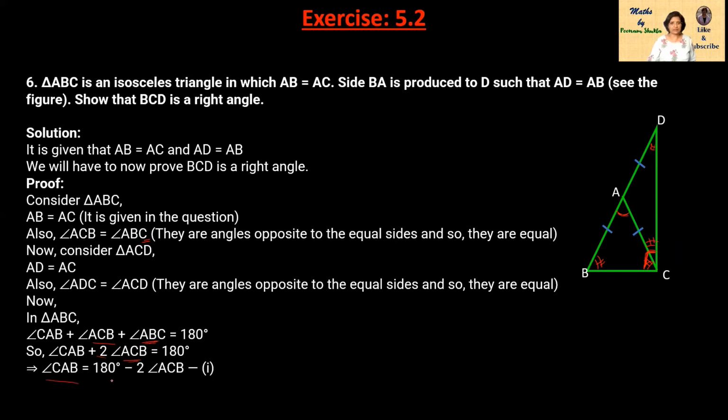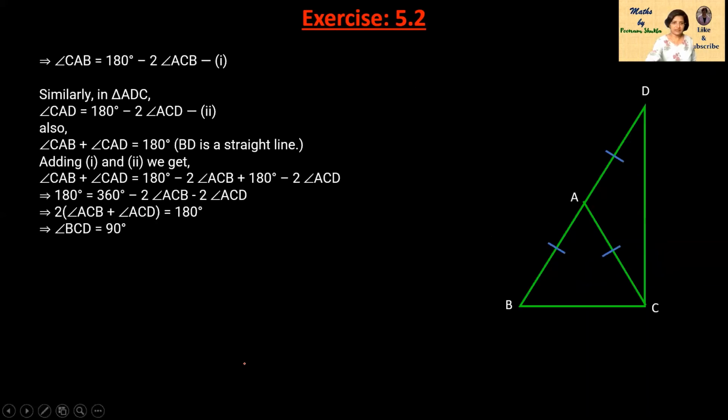Angle CAB equals 180 degrees minus twice angle ACB, right? So this will be equation 1. Here I have written that equation again, from the previous slide. Similarly, in triangle ADC, in the same way, angle CAD equals 180 degrees minus twice angle ACD. So this will be equation 2.